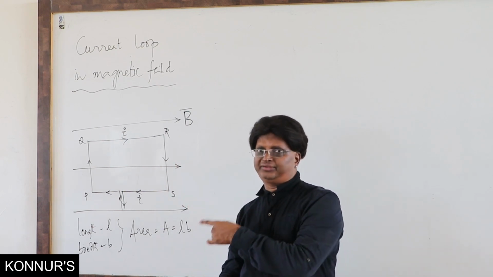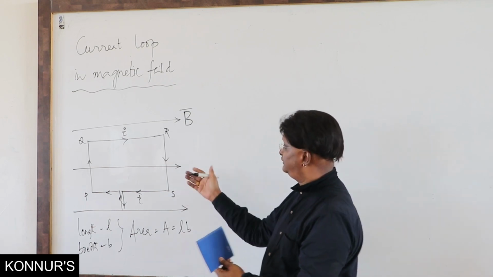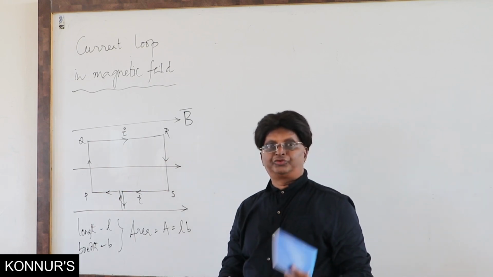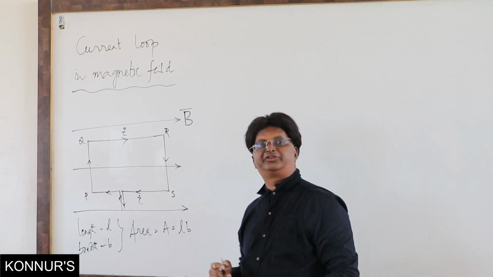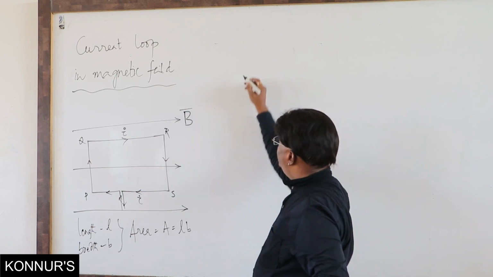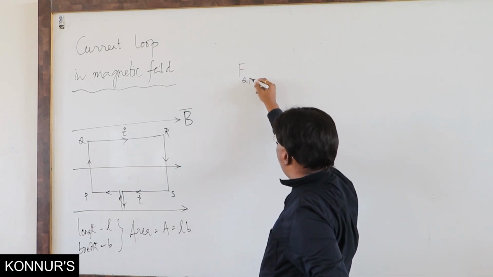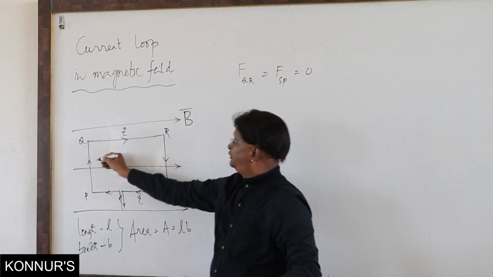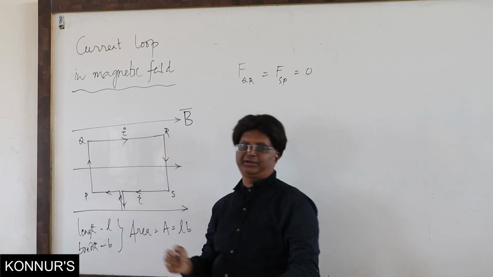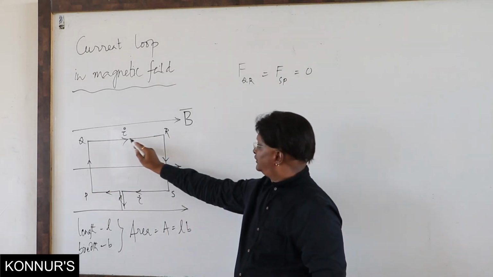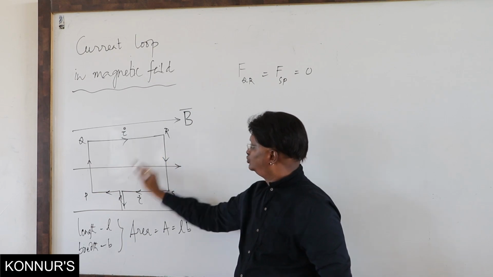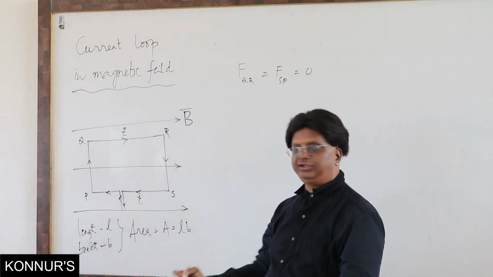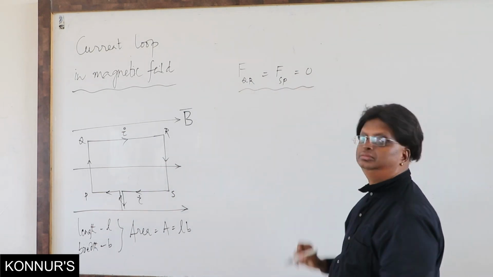It need not always be the same case; it can also be that the planes make some angle, they can be in such a case also. So for both cases, first I discussed the conceptual thing. Now for this case, what happens? Force on QR equal to force on SP is equal to 0. Because for this, you can take it as four straight conductors. And because theta is equal to 0 degrees for QR and SP, F equal to ILB sin theta, sin 0 is 0. Therefore here it is 0.